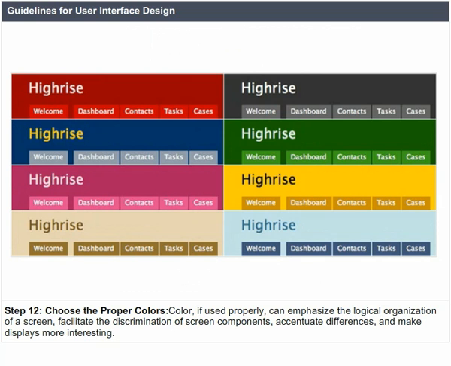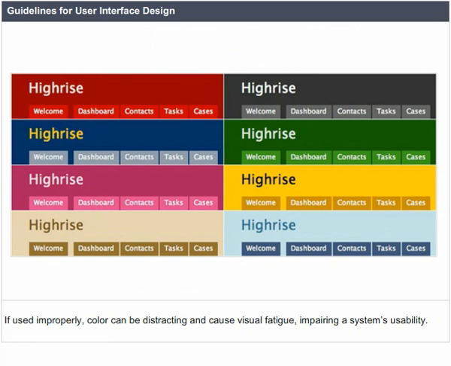Step 12. Choose the proper colors. Colors, if used properly, can emphasize the logical organization of a screen, facilitate the discrimination of screen components, accentuate differences, and make displays more interesting. If used improperly, colors can be distracting and cause visual fatigue, impairing a system's usability.